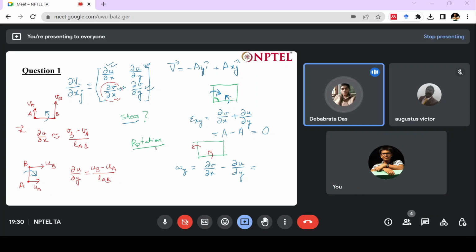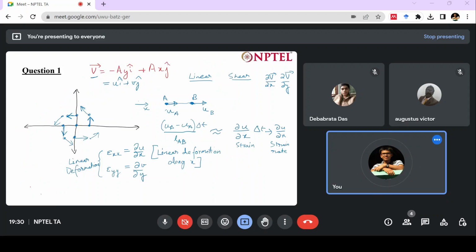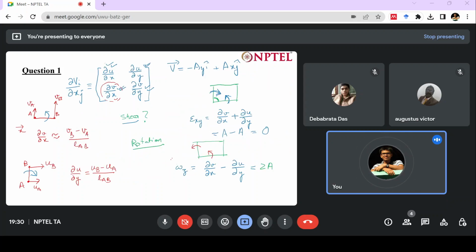It will be two times A, sir. Two times A, right? So this is not zero. This is 2 times A, which is not 0. As we had already seen with our visualization earlier, this is having a rotational motion, which is now confirmed using this. So this is solid body rotation.